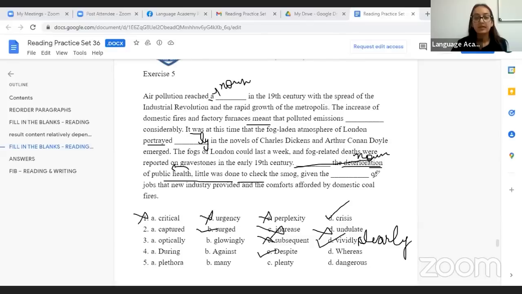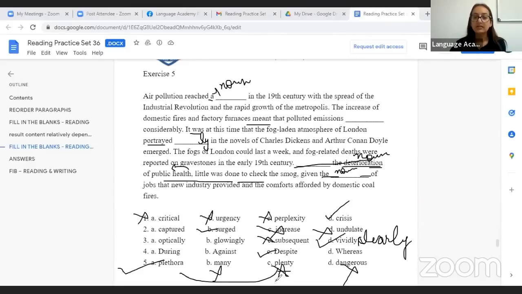Basically, given the dash of jobs that the new industry provided. The "of" means we need a noun in between, and if you look at the options, dangerous is not a noun, many is not a noun. Plethora and plenty both are nouns, both can come in this blank. Given the plenty of jobs, given the plethora of jobs, so it is basically based on which is more academic out of the two words. Plethora is more academic as compared to plenty. That's why plethora will be the answer. Plethora also means a lot of jobs, many jobs.